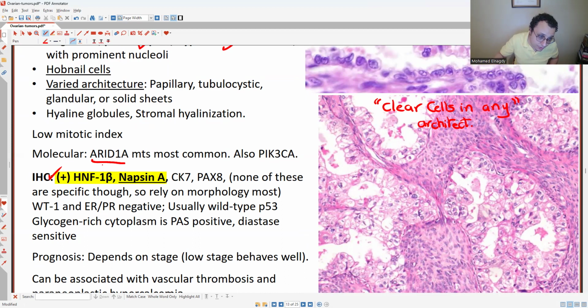Molecular wise, it shows some of the mutations of the endometrioid, and that's why they believe that both of them have a common origin. It's kind of a morphological change, or a phenotypic change. So they both show ARID1A and PIK3CA.